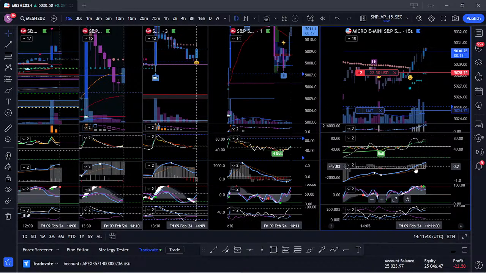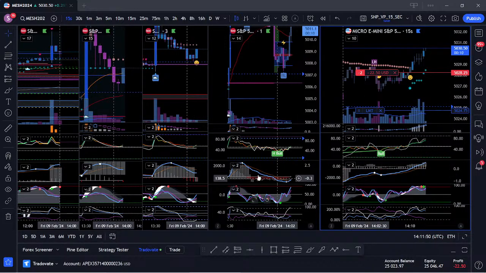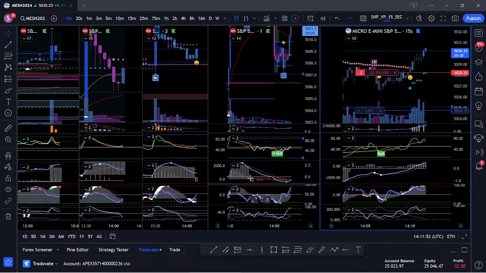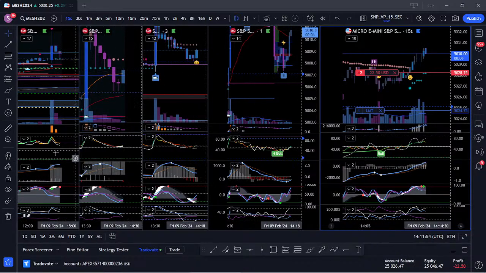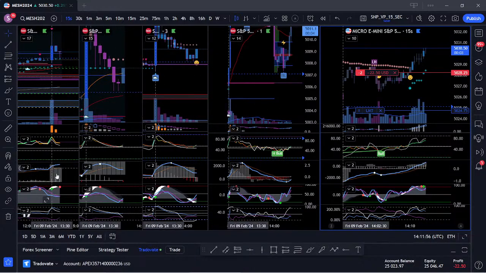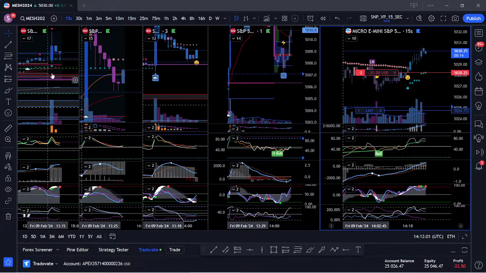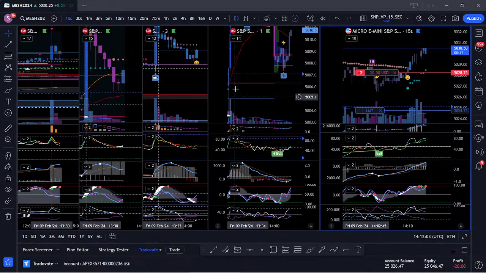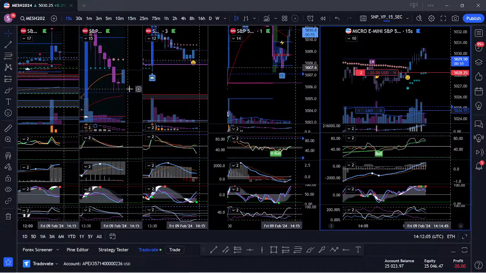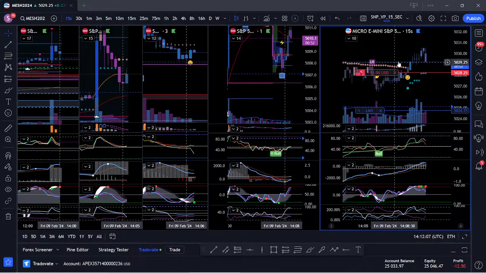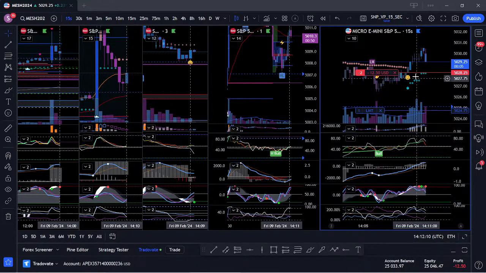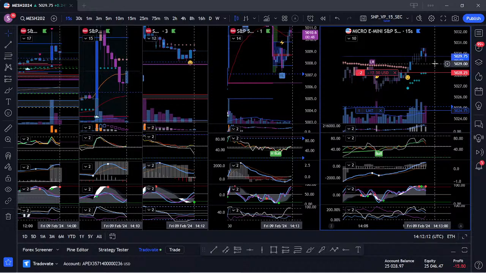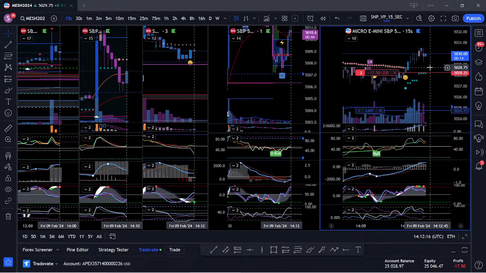MACD looks strong on 15-second, but this is negative, this is negative, this is starting getting negative. 15 minutes is positive, but it takes a while to make a push. All right, let's see. So by the time this goes down, I believe this is going to be the place where to put the trade.